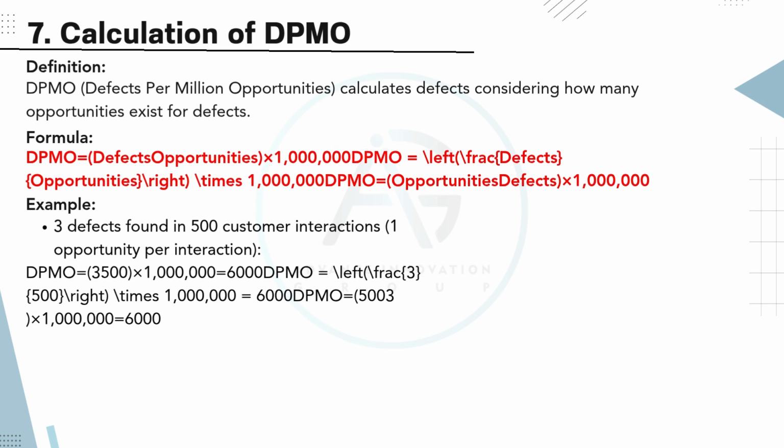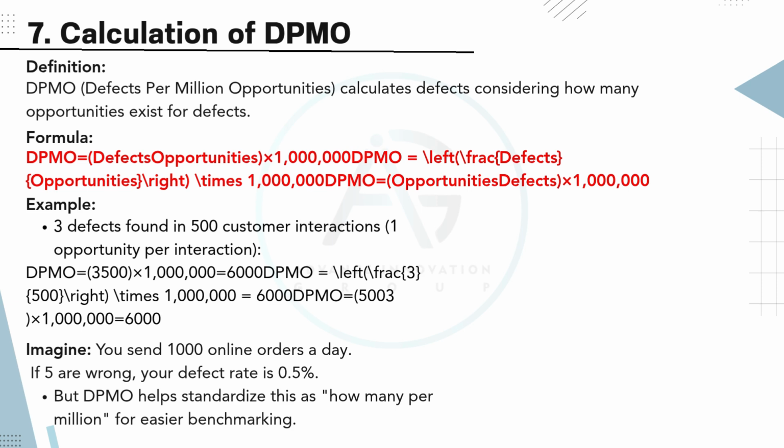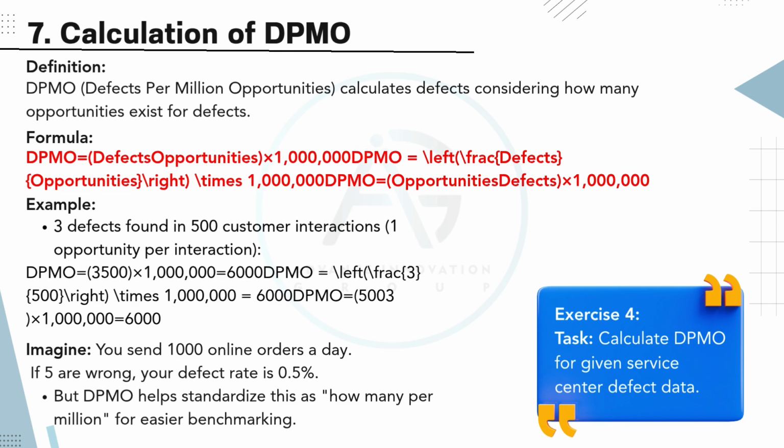DPMO equals (3 over 500) times 1 million equals 6,000. Imagine you send 1,000 online orders a day. If 5 are wrong, your defect rate is 0.5%. But DPMO helps standardize this as how many per million for easier benchmarking. Exercise 4. Task: calculate DPMO for given service center defect data.